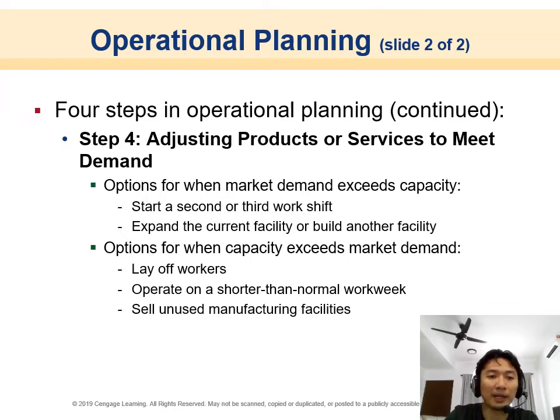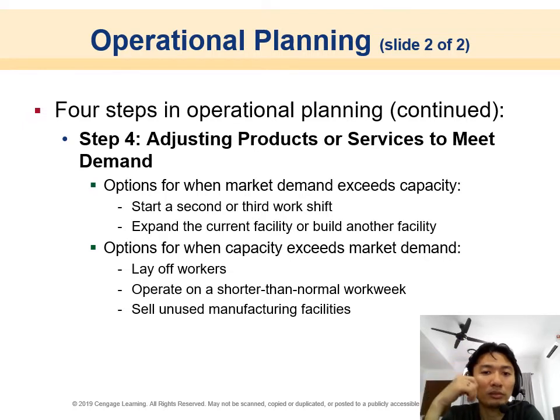But let's say we have a capacity and a market demand. This time around, the capacity exceeds the market demand. Market demand is less than capacity. So we still have some other options. The first one, we reduce output temporarily. We might lay off some workers, and maybe part of the facility may be shut down.